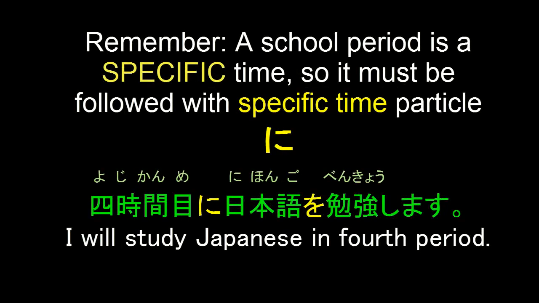Remember, a school period is a specific time, so it must be followed with the specific time particle ni. So if you want to say, I will study Japanese in fourth period, it's 4時間目に日本語を勉強します. And that's it for school periods.